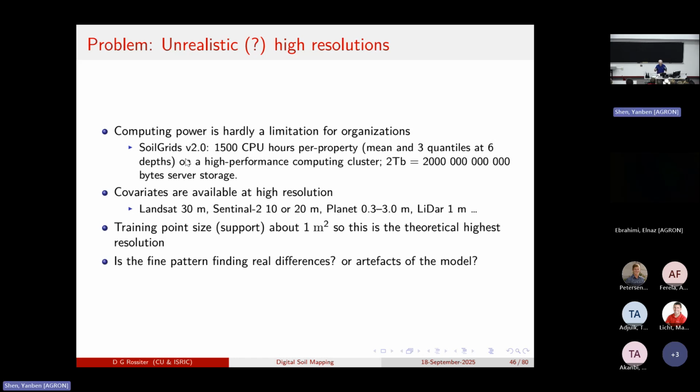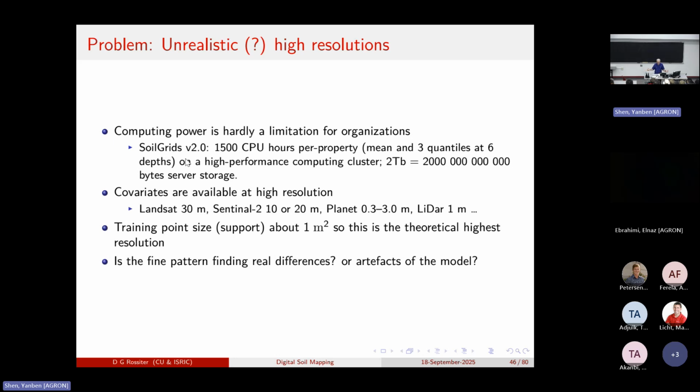And this is one I really want to emphasize. The resolutions that are being used, the grid size, can that be supported? In SoilGrids with 250 meter resolution, you can see the 1500 CPU hours, which is a lot, but it can be done on a high performance computer. 2 terabytes of storage. Again, it's expensive, but we can do it. So we can map the whole world at this.